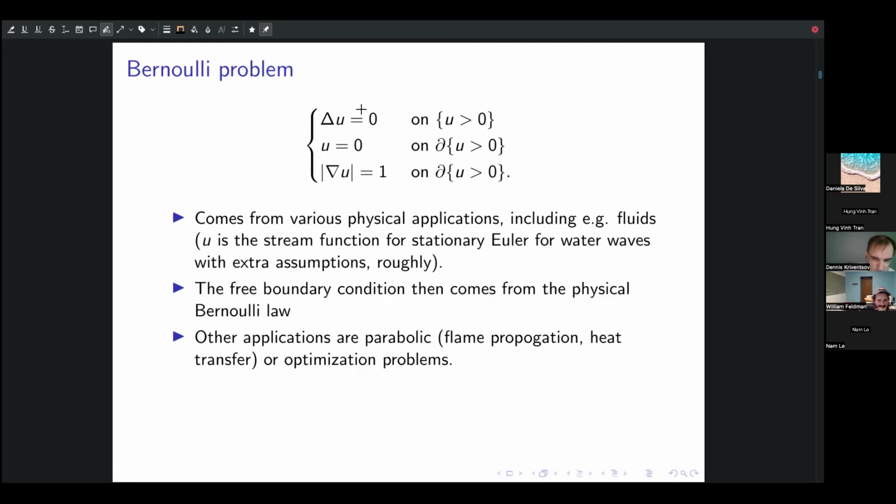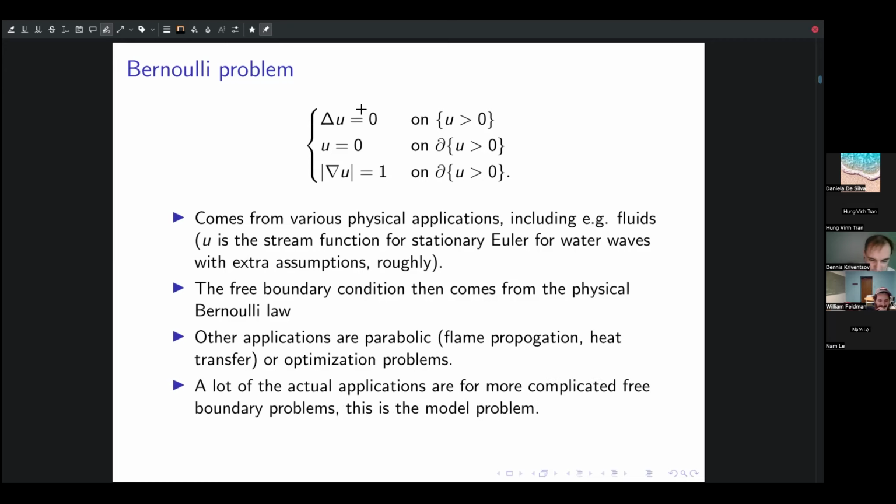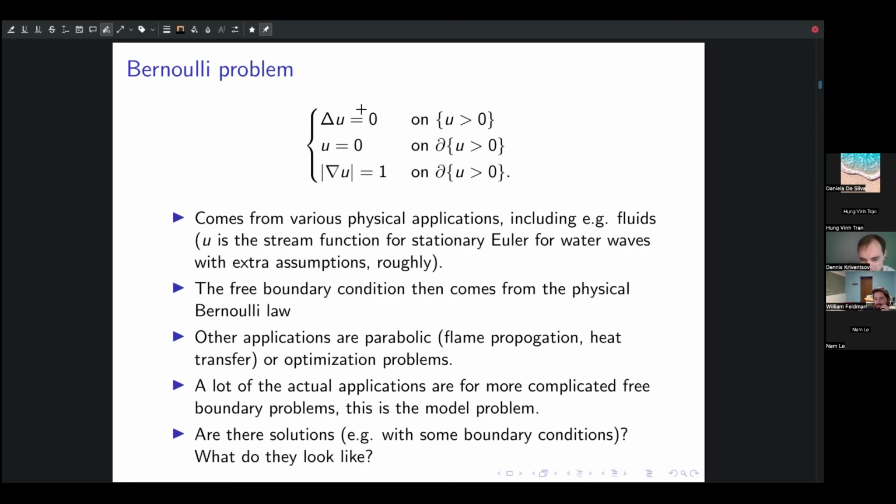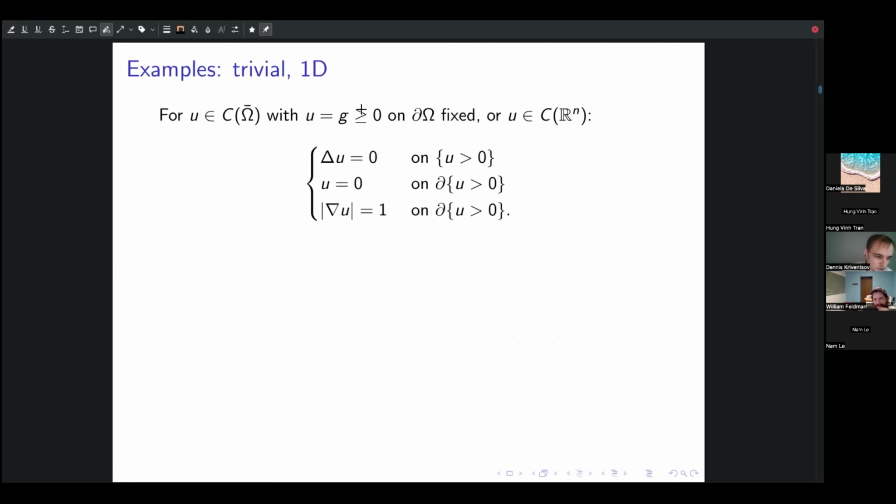There are other applications, like from parabolic equations such as flame propagation, and various optimization problems. I study shape optimization problems a lot that reduce to problems like this. So there are many reasons you might want to study problems like this. Maybe not this exact problem. Maybe you're interested in some kind of perturbations of this. But this is the simplest archetype for this kind of problem, and that's why I focus on this one. Okay. And we're going to ask typical PDE questions, like are there solutions? What do they look like? And so on. So let me start by giving you a lot of examples of solutions.